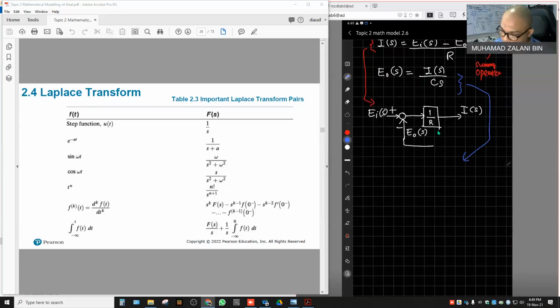So I have a 1 over CS block. This is 1 over CS. And we have the output and input. Let's say I put E_o as the output. Input is I(s). Okay.